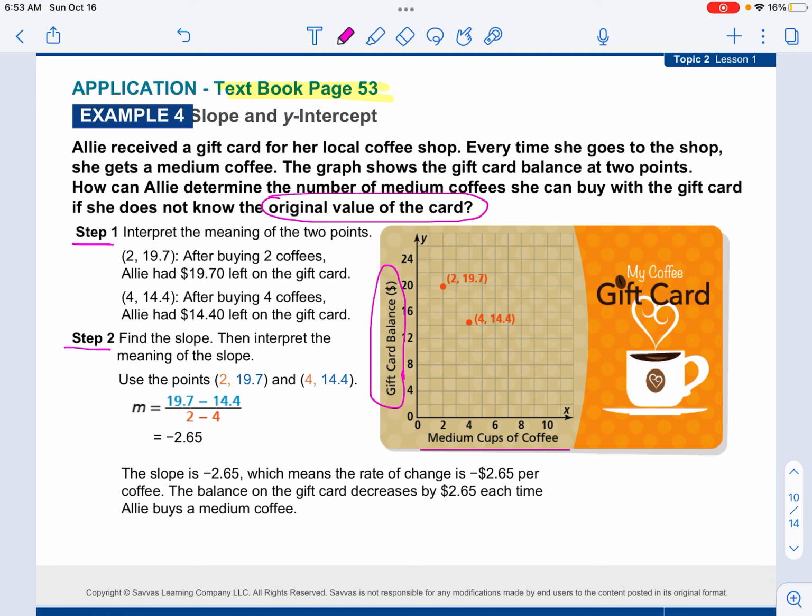So you're going to use those 2 points to find the slope and then interpret the meaning of the slope. So if we're calculating the slope, in our numerator, we have the change in the balance, the gift card balance, all over the cups of coffee. So if our slope ends up being negative 2.65, it means that they're taking off $2.65 per cup of coffee for every single cup of coffee that she consumes.